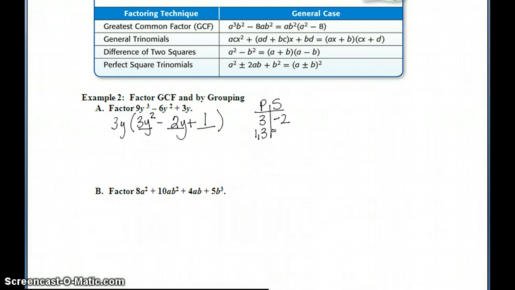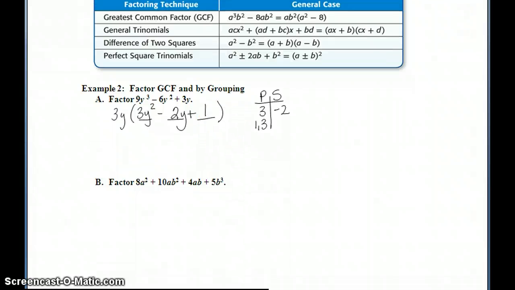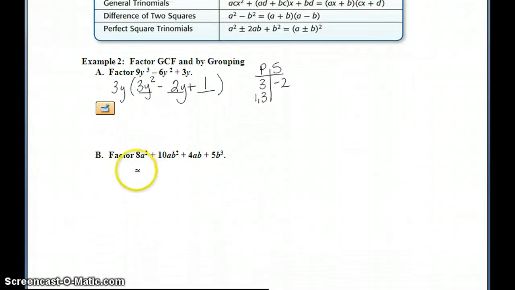But in this case, I can't really factor this because 1 times 3 is 3. And negative 1 times negative 3 is 3. But for this to be a negative 2, I would have to have like a negative 3 plus a 1. And that would give me negative 3. So this is not going to factor. So we are finished right here. That's the only thing I have to do there. So let's go to B.